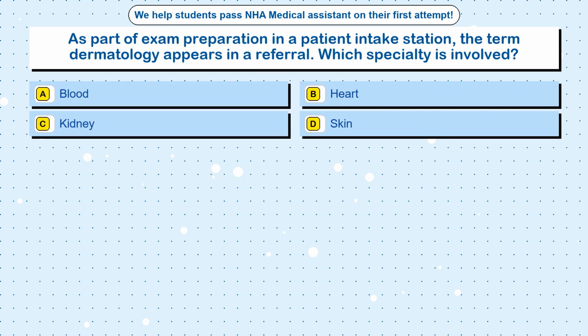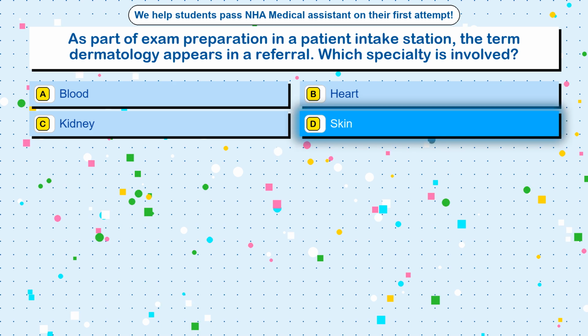Question 5. As part of exam preparation in a patient intake station, the term dermatology appears in a referral. Which specialty is involved? Option A. Blood. Option B. Heart. Option C. Kidney. Option D. Skin. The correct answer is option D.